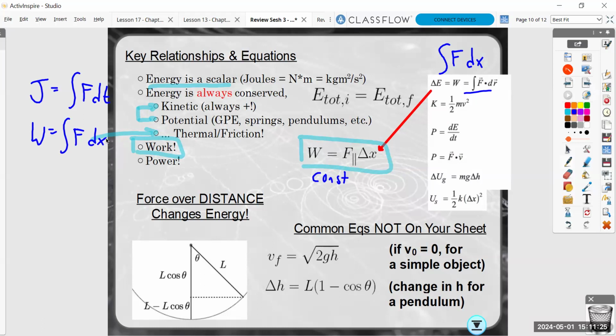They give you a lot of beautiful equations for energy, which is really nice. Don't forget power. They give you two equations for power and you can use them both. That's really good. There are a couple of common equations that are not on your sheet.